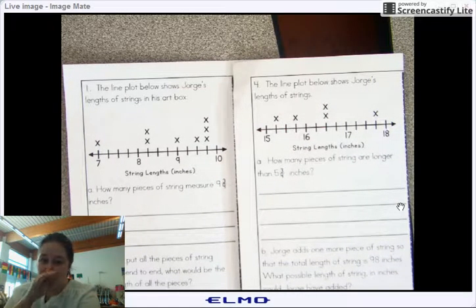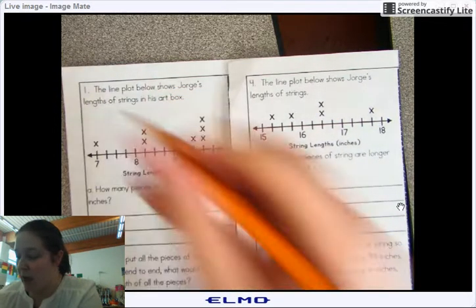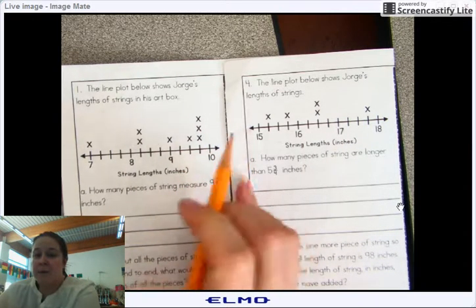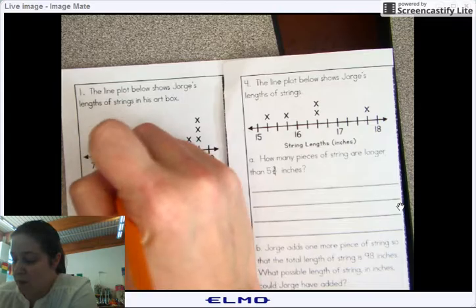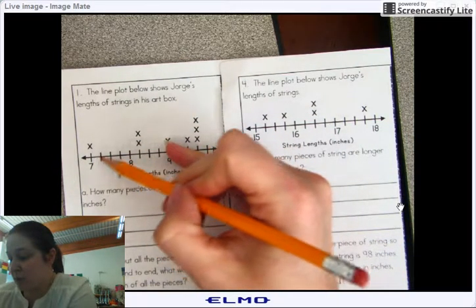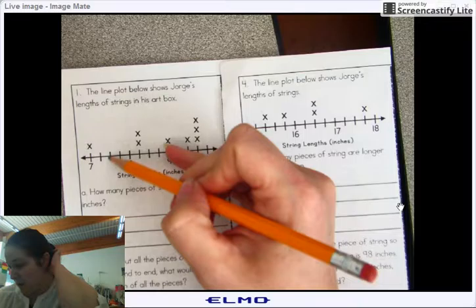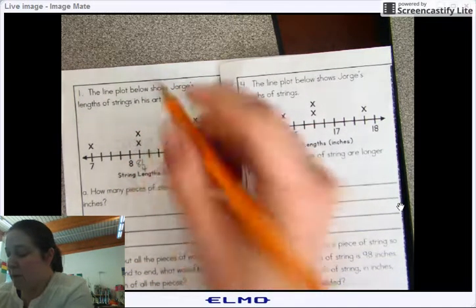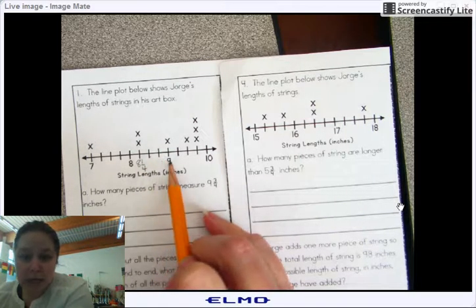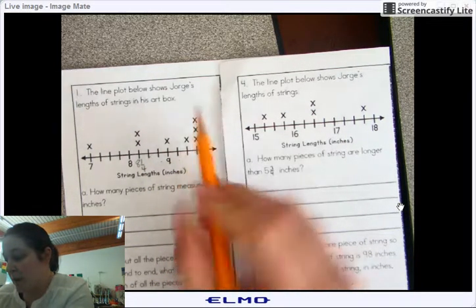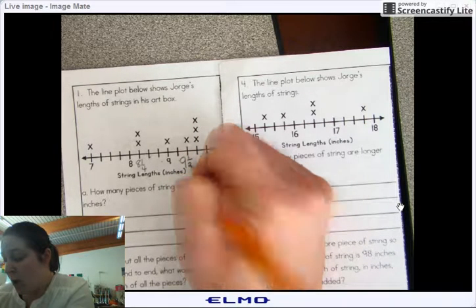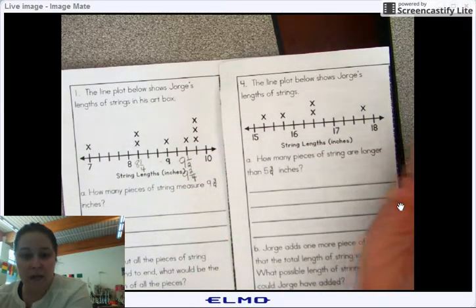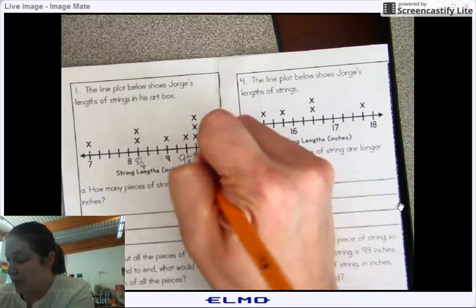So the first thing that you're going to have to do is label your line plots, because you'll notice you don't have numbers here, so you have to figure out what that is. These are in groups of 1, 2, 3, 4. It's broken into 4 groups. So this is going to be 8 and 1/4, 8 and a half, 8 and 3/4, 9, 9 and 1/4, 9 and a half, or you could do 9 and 2/4 if you want to keep the same denominator. And then this one's going to be 9 and 3/4.